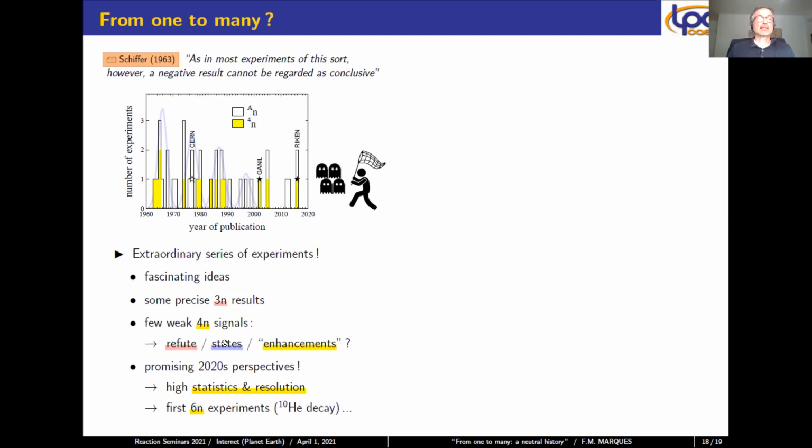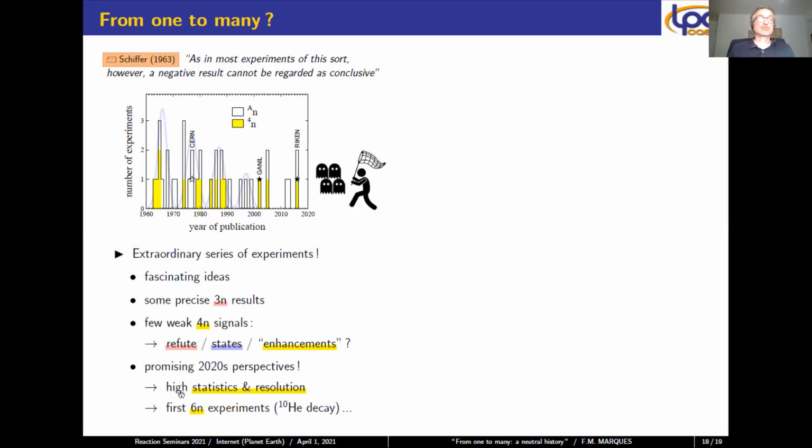So in the next few months, years, we hope that these signals will be clarified. So they will either be refuted and then there is nothing to see, or maybe they will be confirmed. And in that case, this is mostly the theory that has to tell us if these signals are confirmed, are they states in these systems, or are they enhancements in the cross sections? The perspectives of 2020 experiments are very promising.